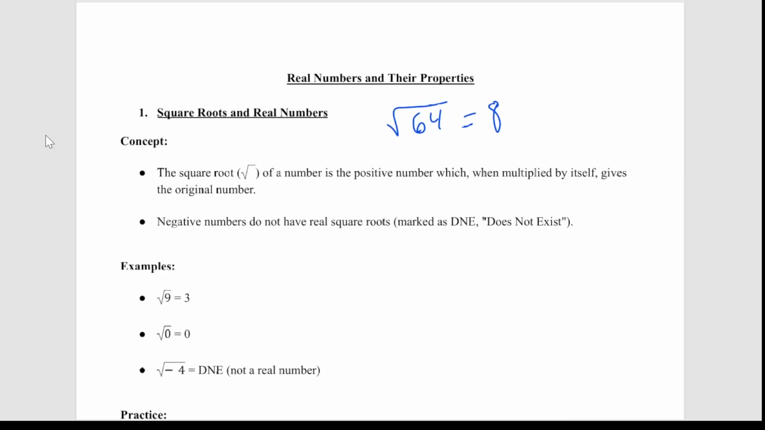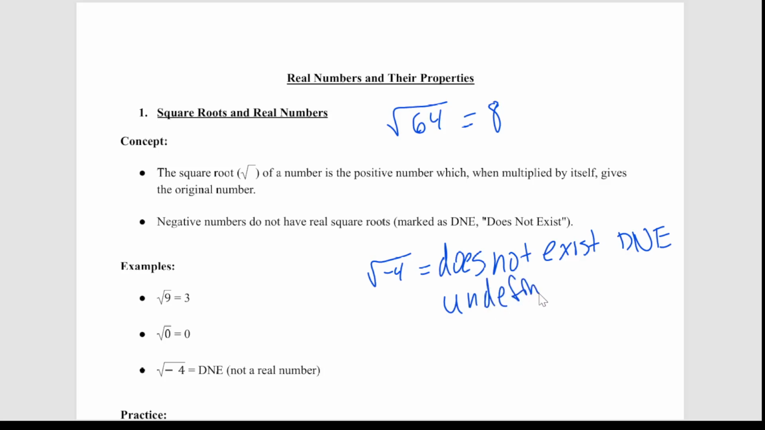However, if I try to ask something like the square root of negative 4, we would run into issues because negative 2 times negative 2 gets us positive 4, and so does positive 2 times positive 2. Therefore, there is no number in the reals that times itself gives us negative 4. So we just say that this does not exist, or often DNE for short. Sometimes this is also called undefined, not real, etc. Because as you go further in math, there is technically an imaginary number such that this would have a result. But for now, while we're sticking in the real world, no such number exists.